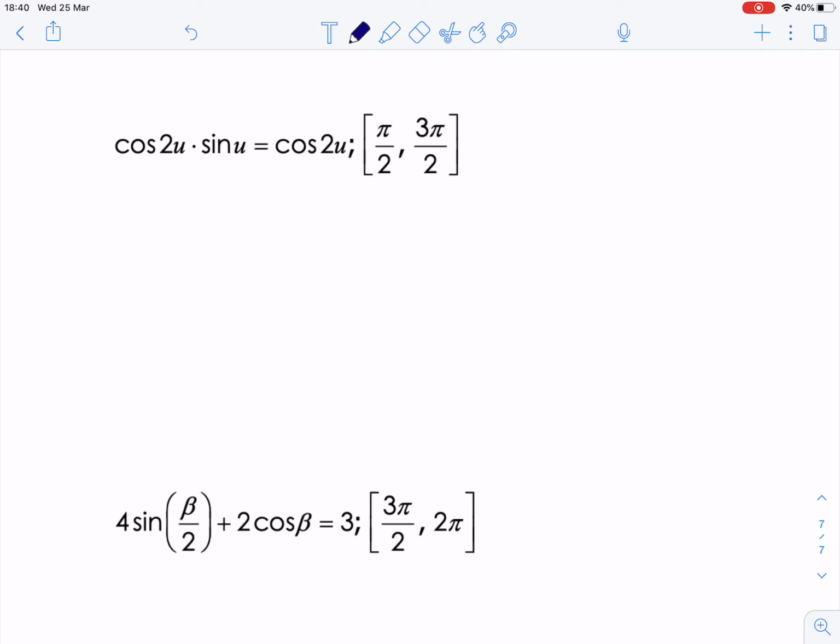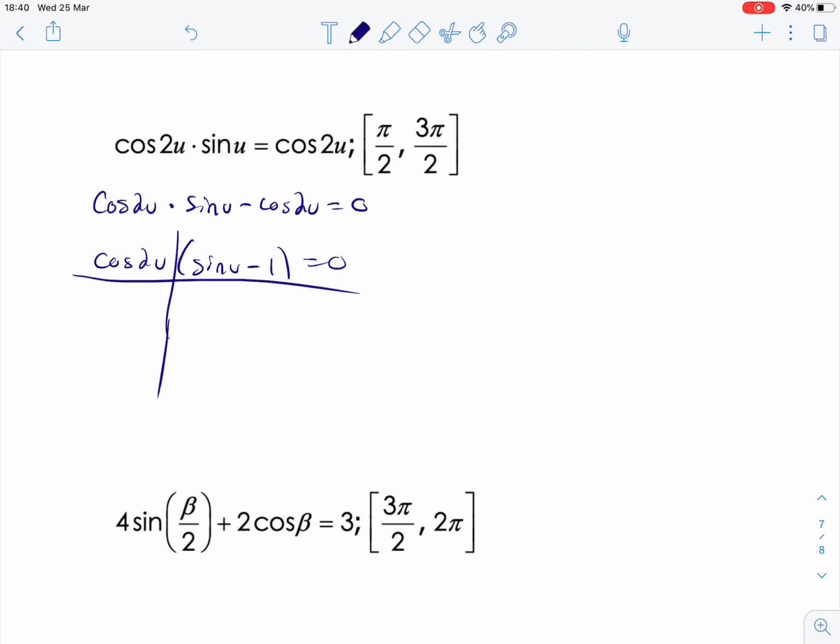All right. So we're going to have cosine of 2u times sine of u minus cosine of 2u equals 0. Factor out a cosine of 2u. We get sine of u minus 1 equals 0. Solve. You could change cosine of 2u to 2 cosine squared of u minus 1 or 1 minus 2 sine squared of u. I'm going to do it the other way. So I'm going to do cosine of 2u equals 0, which means 2u is going to equal many things.